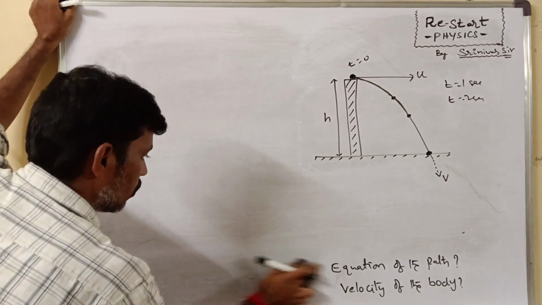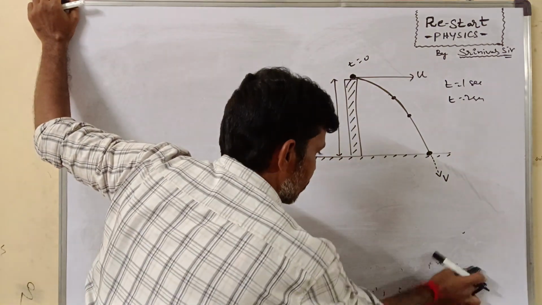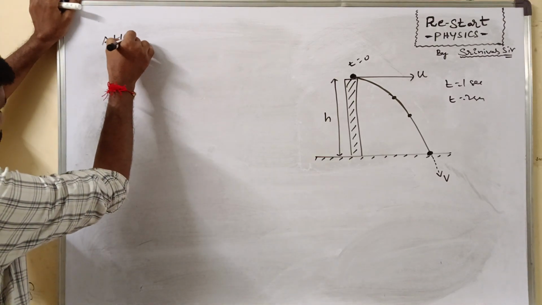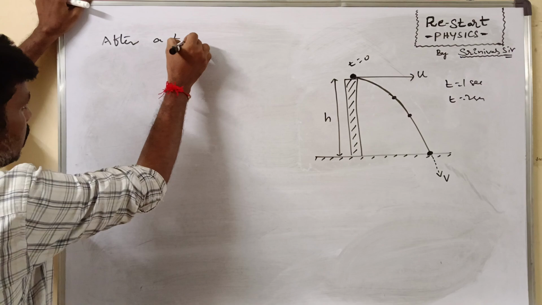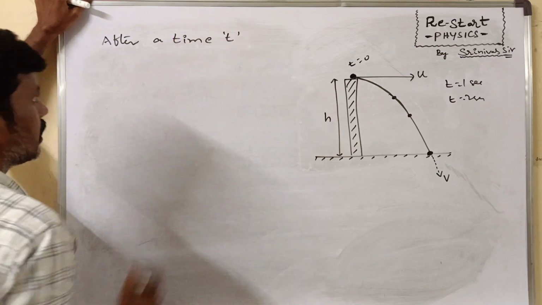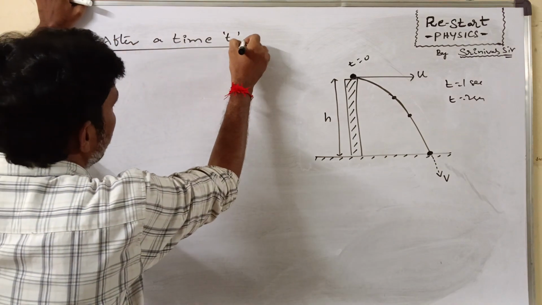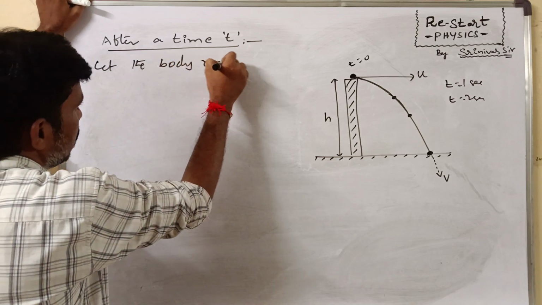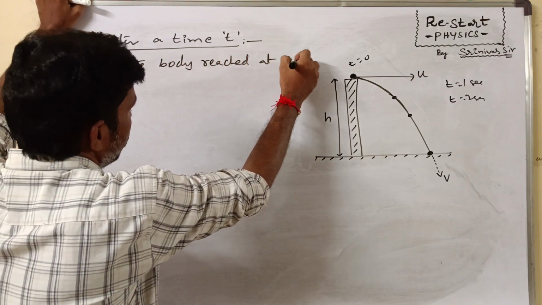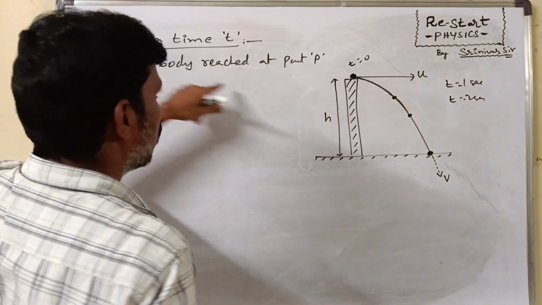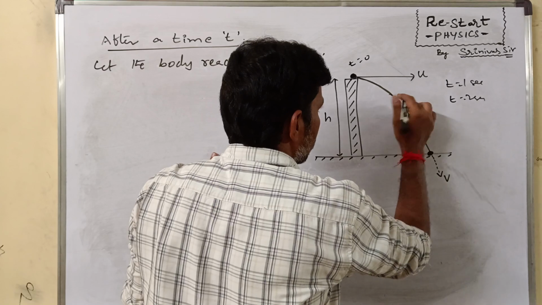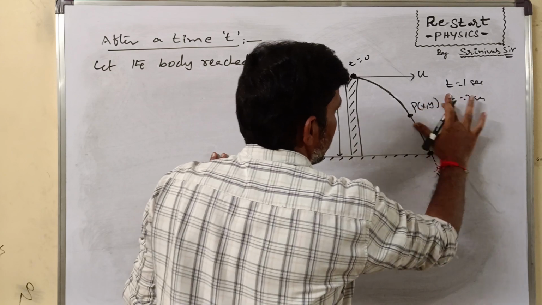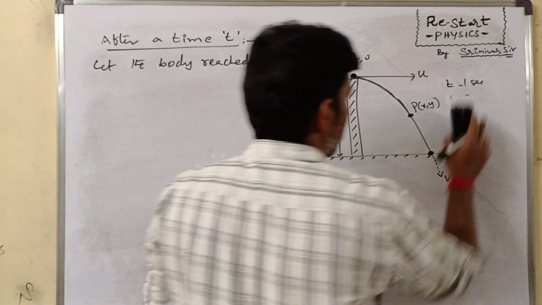Okay, right. Now after a time t, let the body reach at point P. Let us consider that after some time t, the body reached at this point P(x, y). Okay, P of x comma y. The point reached at this point.